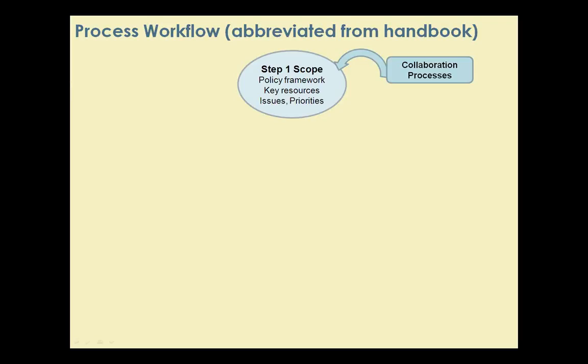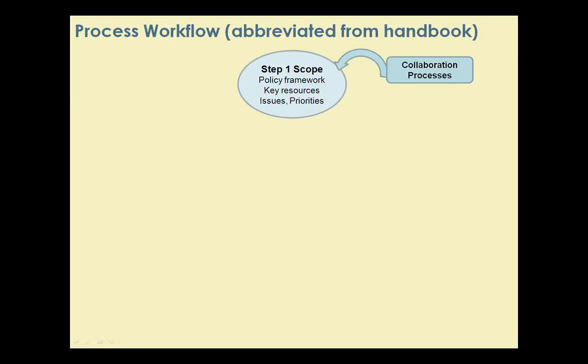All right, so process workflow. I've tried to avoid animation because I know that can get a little kludgy on these webinars, but in this case I wanted to be able to step through this one step at a time. One thing we're not going to address in this are these collaborative processes along the side. Those are all of the things necessary to really get a project up and running. We're going to begin with that work having been done, and we're going to begin with scope.